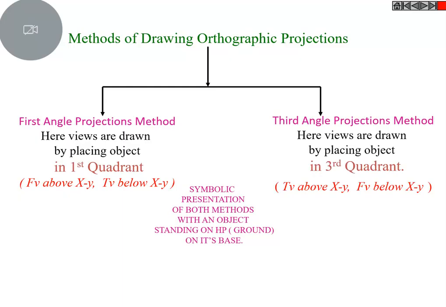So actually the method of orthographic projection is done in two angle projection methods. One is the first angle and the other is the third angle projection method. In the first quadrant, the front view will be above the XY line and the top view will be below the XY line. And in the third quadrant, the top view will be above the XY line and the front view will be below the XY line. So like this, the first and third angle projections, here we are going to show in the symbolic representation.